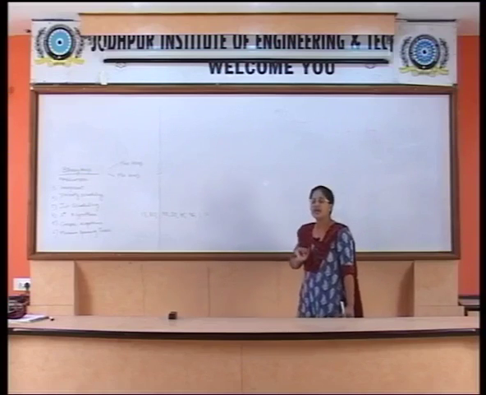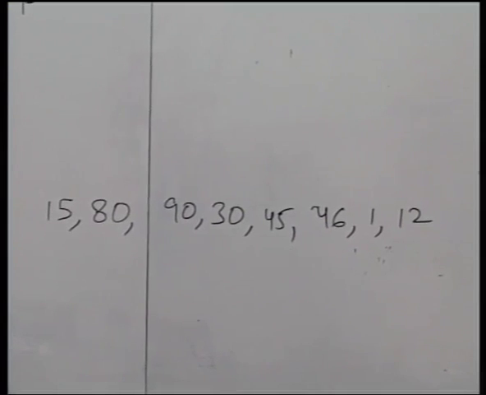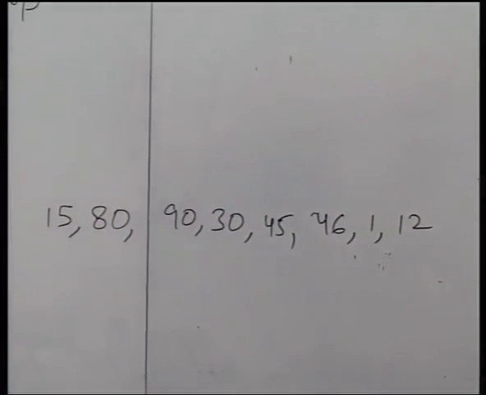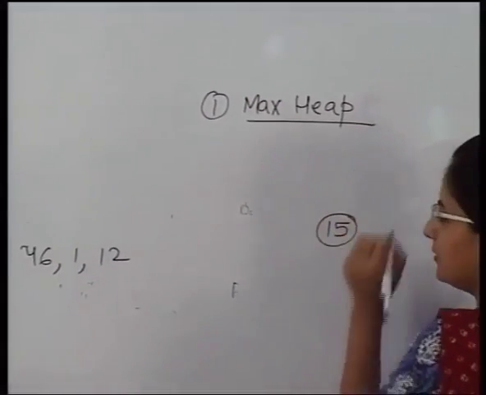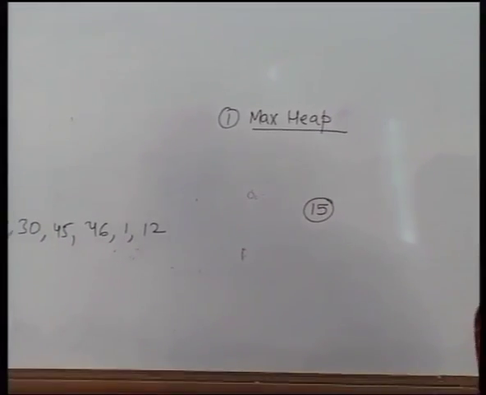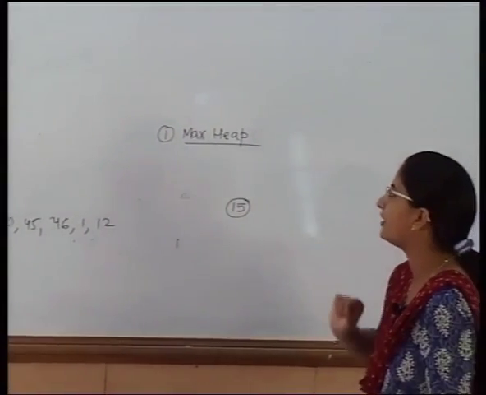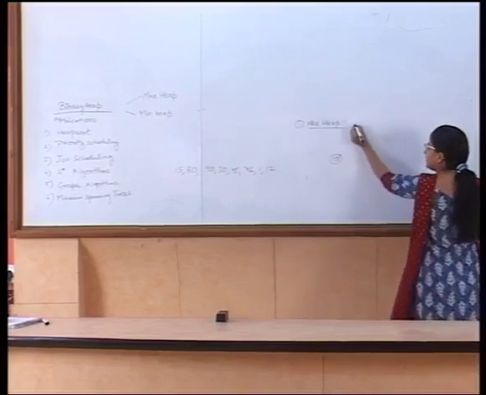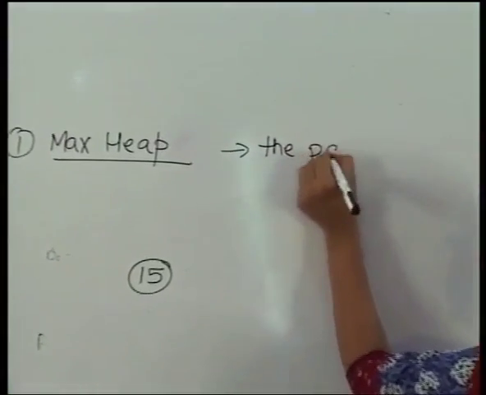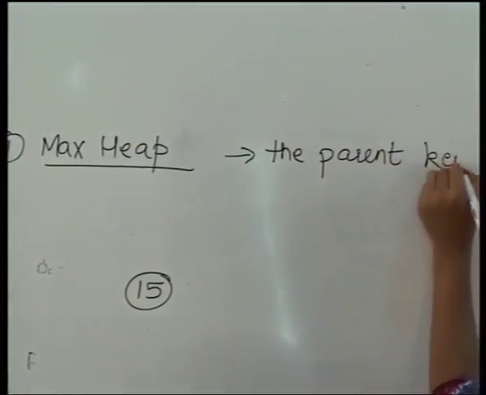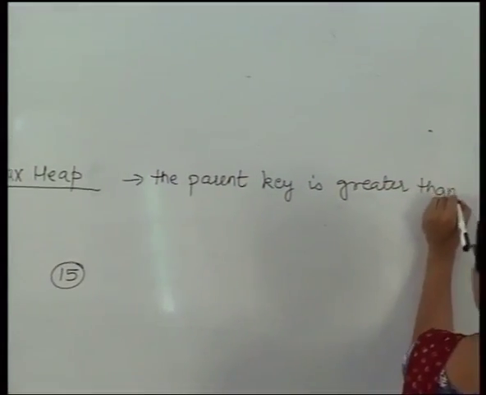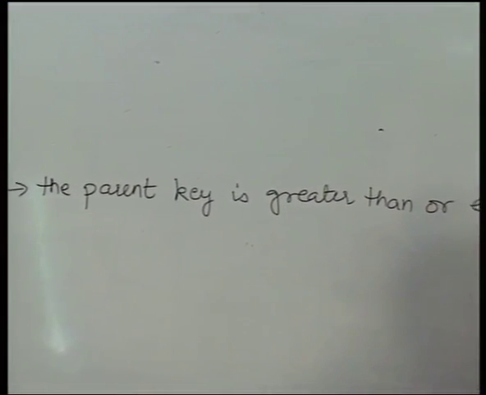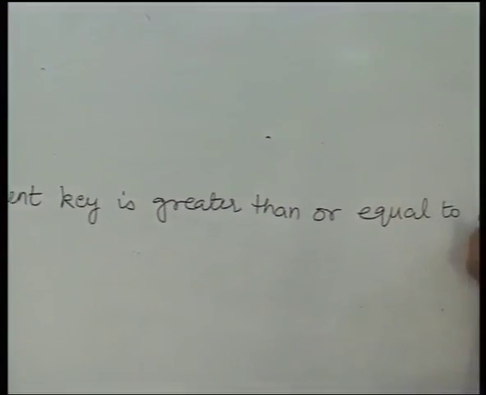These are the keys which I have to arrange according to the binary heap. I am arranging these keys first using the concept of max heap and second min heap. First take, starting from here, 15, and the second one is 80. Obviously, in the case of max heap, as I had already defined, the parent key is greater than or equal to the child key.